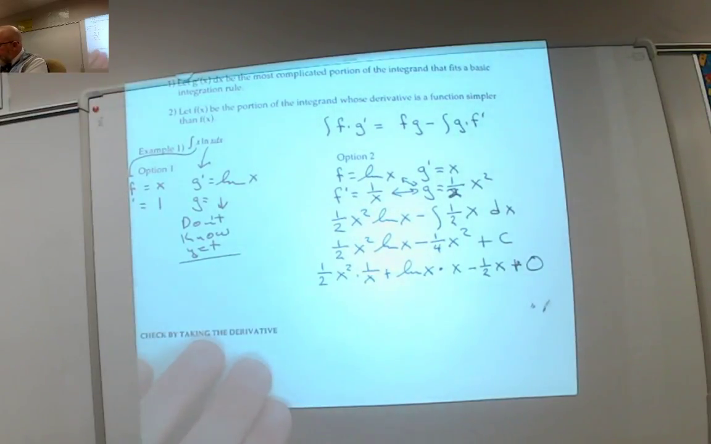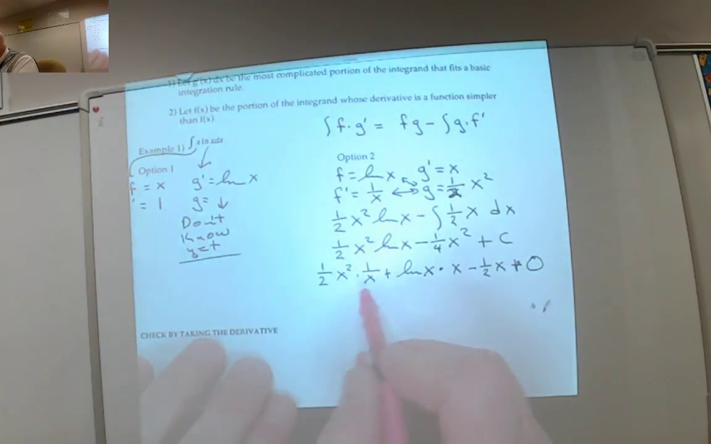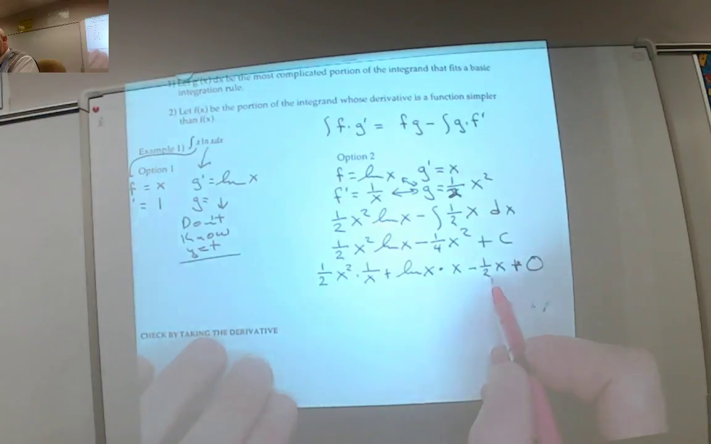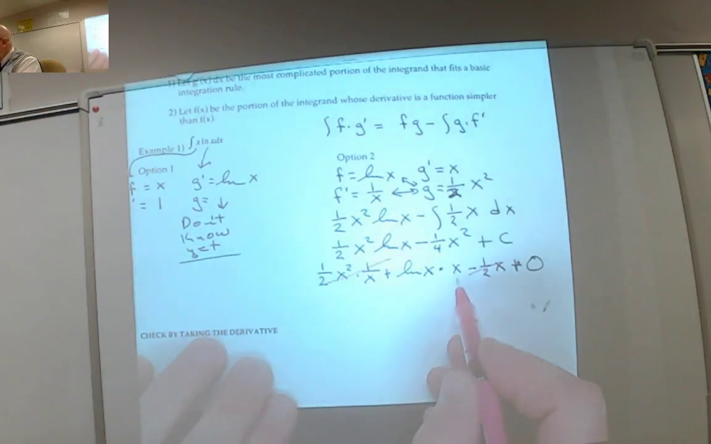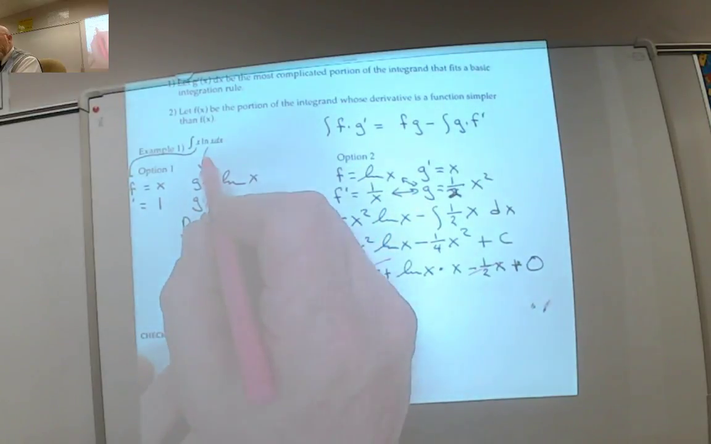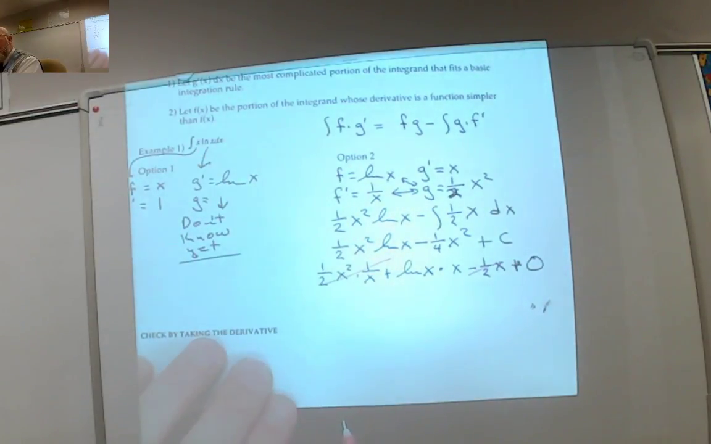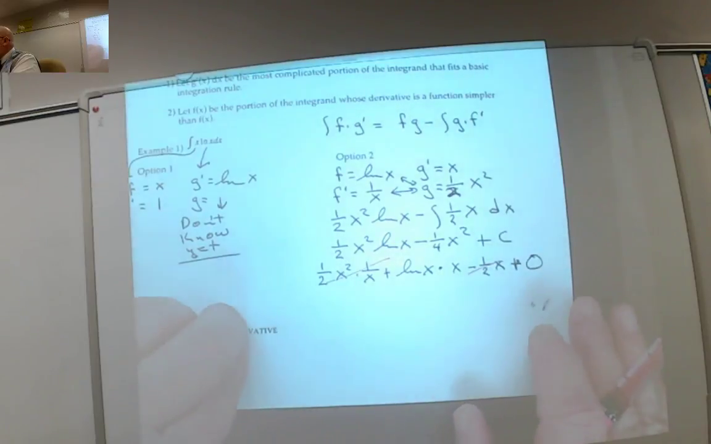Now, Cade, what is this? That would be 1/2 x. And over here I have a minus 1/2 x. Yeah, so those would cancel out. And I'm left with this, which is what I started with. Okay? All right? Can I move to the back side?